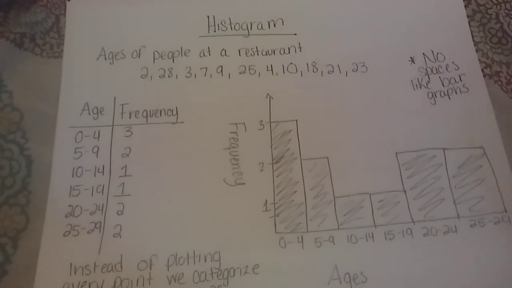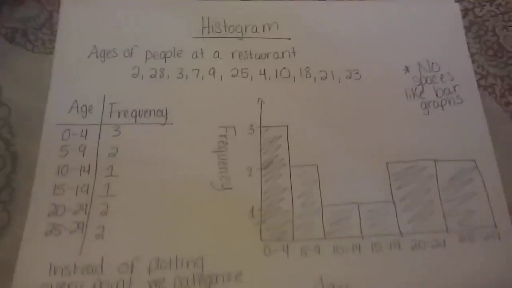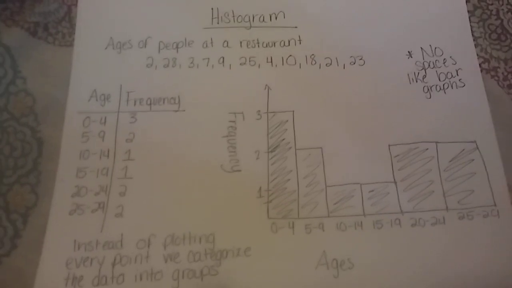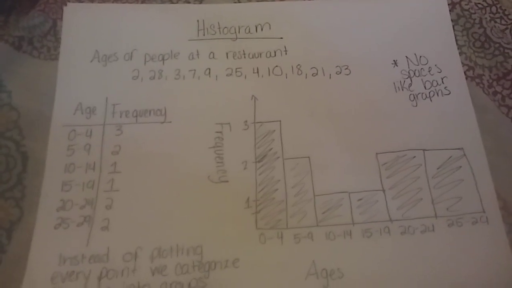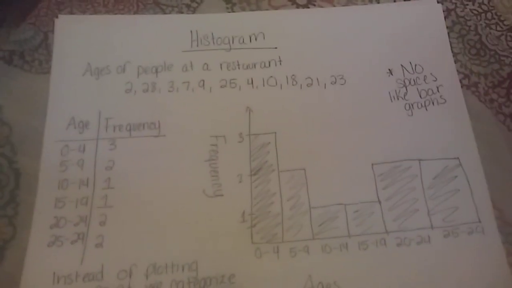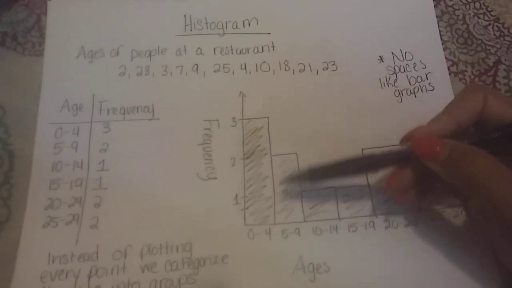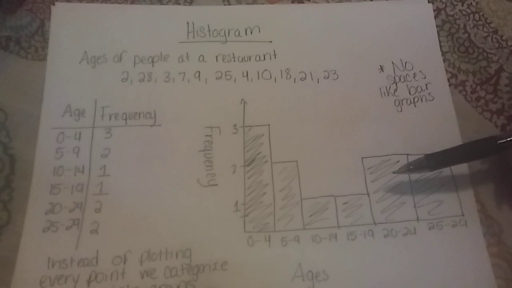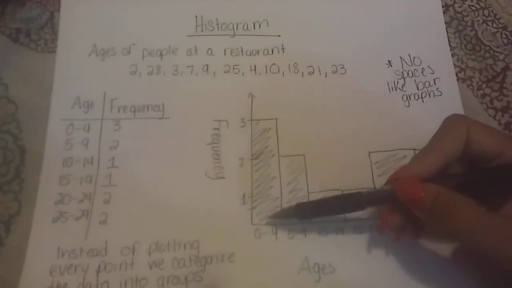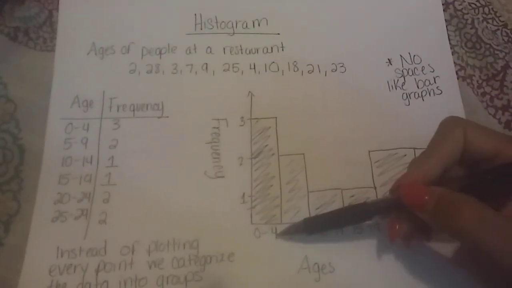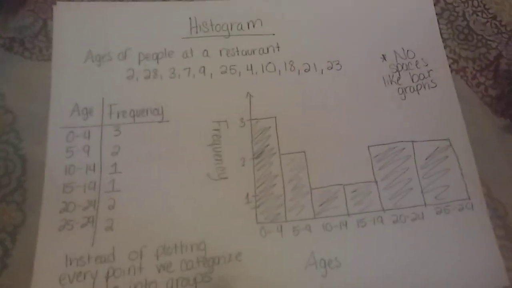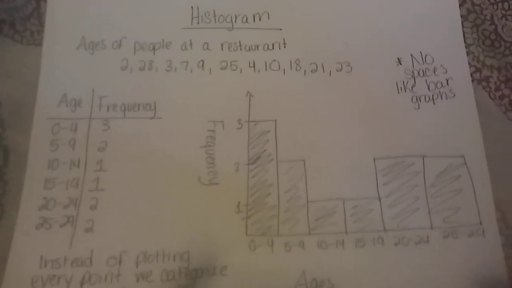We're now going to talk about histogram charts. They look like bar graphs, but the only difference is that there's no space between the data, because the data always picks up from the last number. So if this is 0 to 4, the next number is going to be 5. Okay, but let's go ahead and explain this so you can understand it as well.